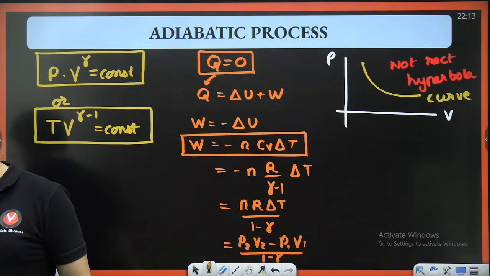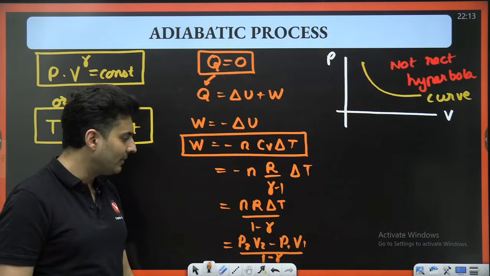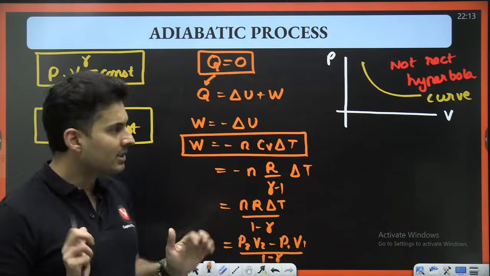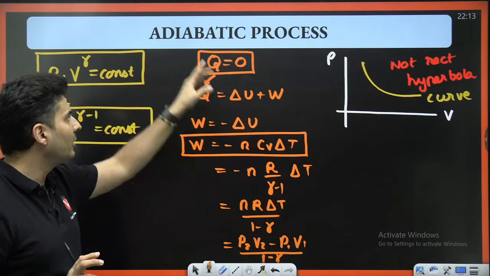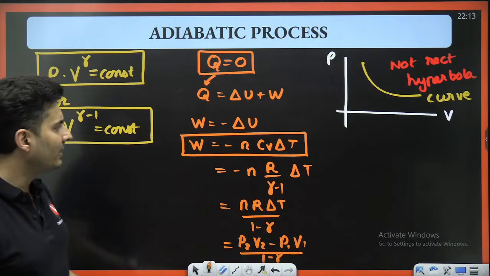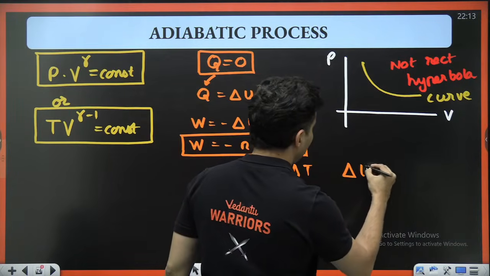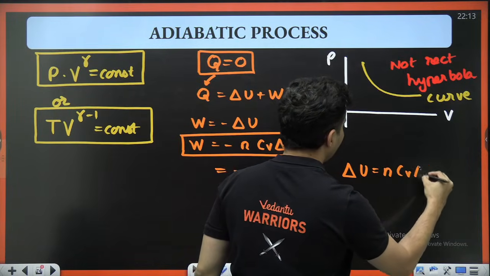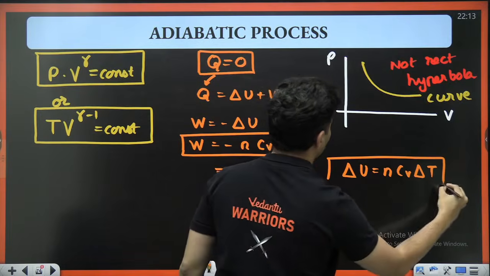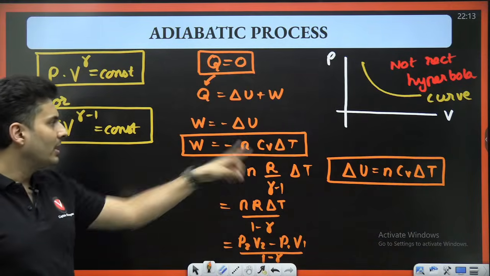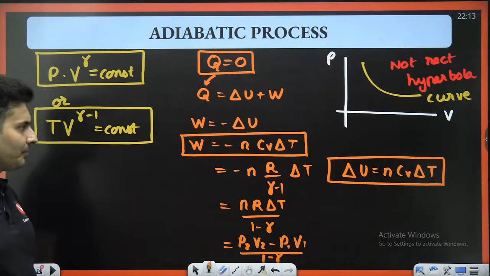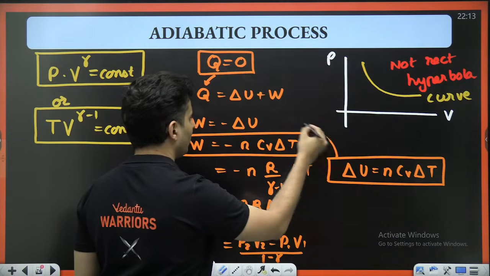Is that right, everyone? Clear? Shall we move ahead? Till this point, everything is clear. Work, delta U. Delta U is always NCV delta T. There is no change in that. Only work will be the negative of this. That's all I have put over here.